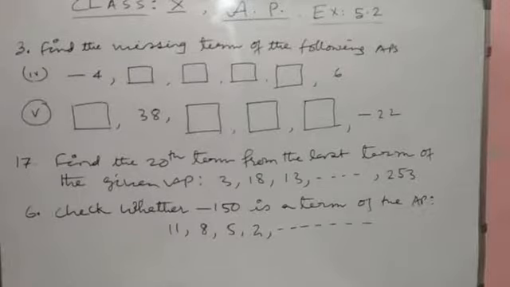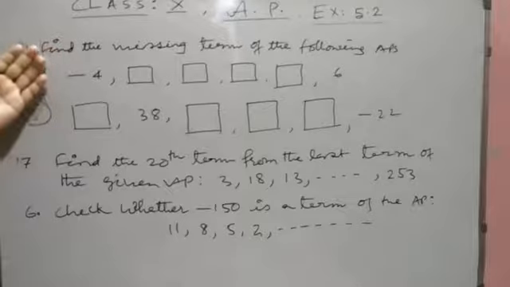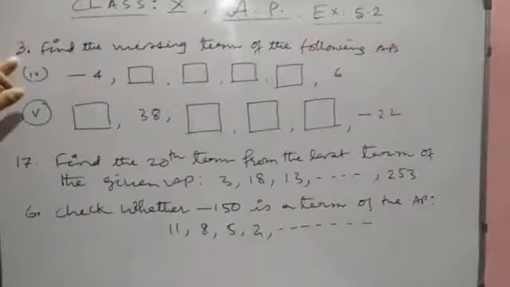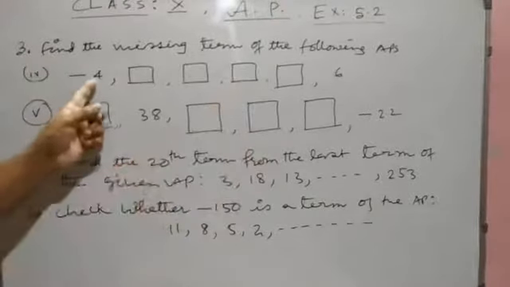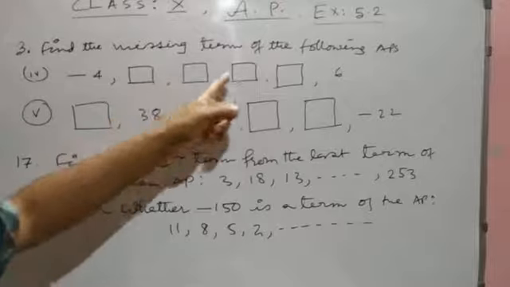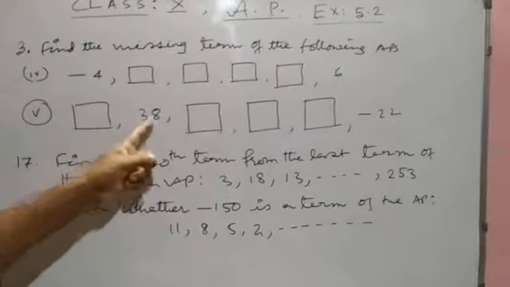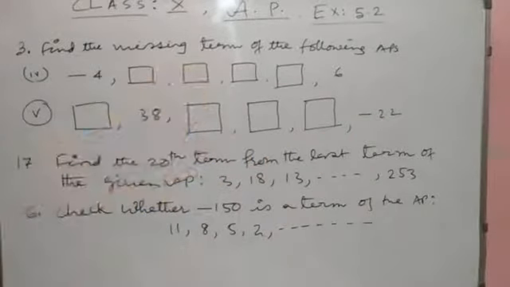Okay, dear children, from exercise 5.2, some homework is left for you. Find the missing terms of the following APs. Question numbers 3, 4 and 5. Questions 1, 2, 3 I taught you. 4 and 5 you try at home. Here minus 4, then 4 terms are missing, then 6. Again first term is missing, 38. Again 3 terms are missing, then minus 22. So you have to find out these.